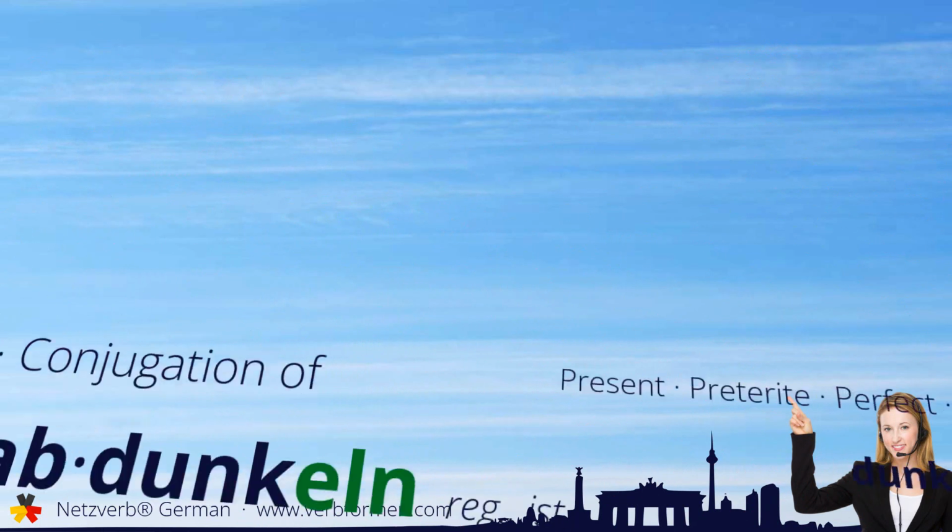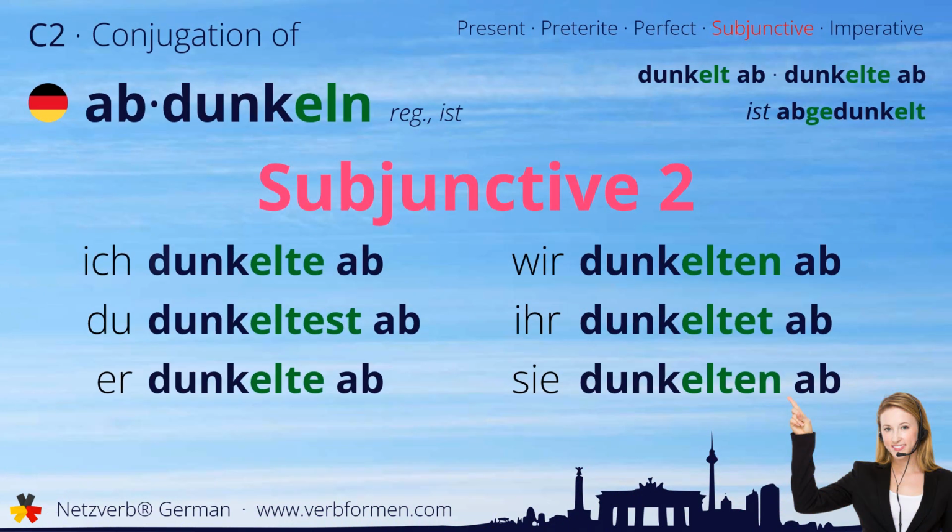Now we move on to the subjunctive two. Ich dunkelte ab. Du dunkeltest ab. Er dunkelte ab. Wir dunkelten ab. Ihr dunkeltet ab. Sie dunkelten ab.